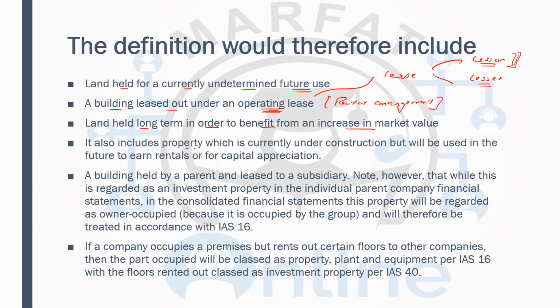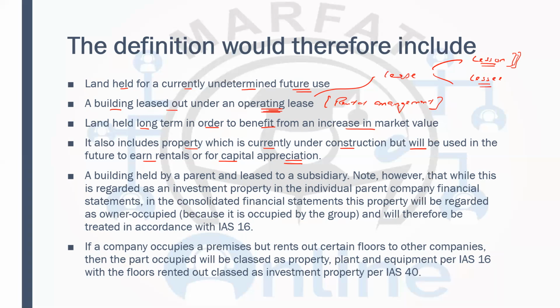It also includes property which is currently under construction but will be used in the future to earn rentals or for capital appreciation. Let's assume we have bought a piece of land and we are constructing a building on it, and we already know that once the building is complete, we are going to give this building on rent. So when we already know the use of it, that it is going to be given on rent, or we are going to keep it for capital appreciation, then from the very start this will be recorded under IAS 40.